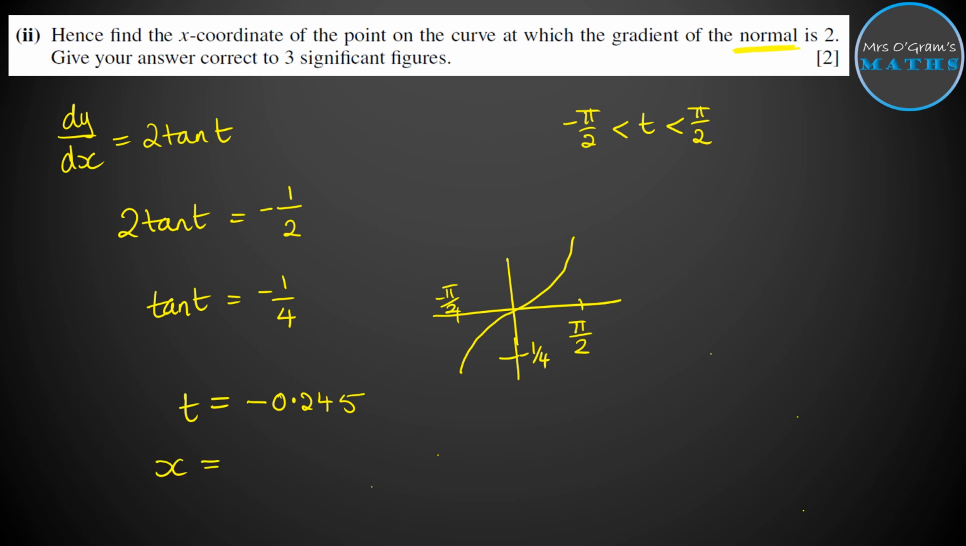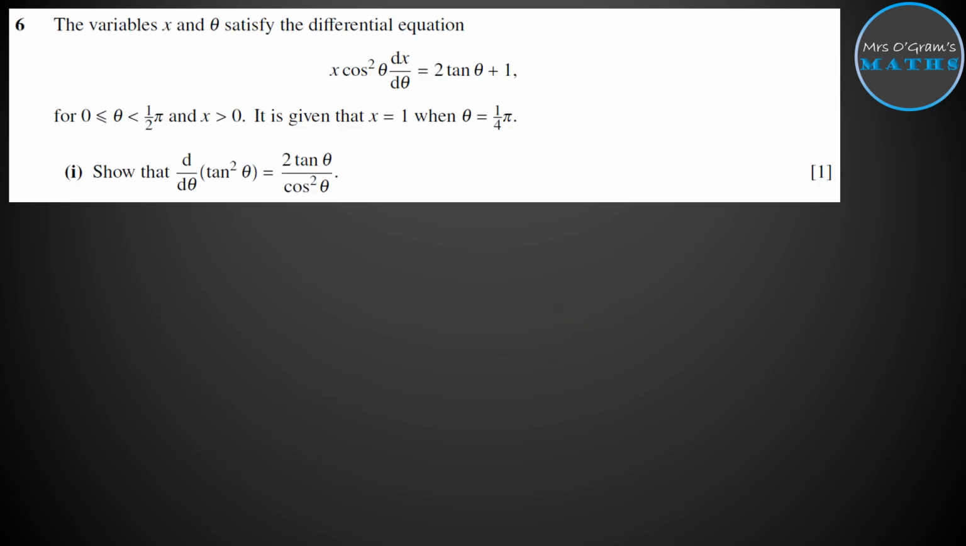So that gives us t, and now we need to substitute that in to find the value of x using the equation of what x was in terms of t from the first part of the question, which comes to 0.961.